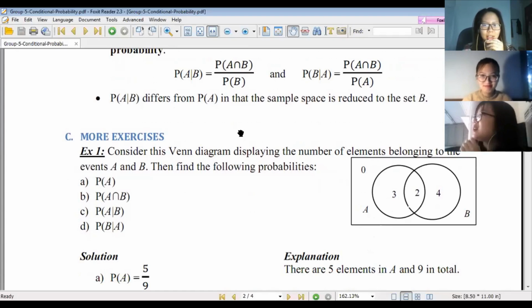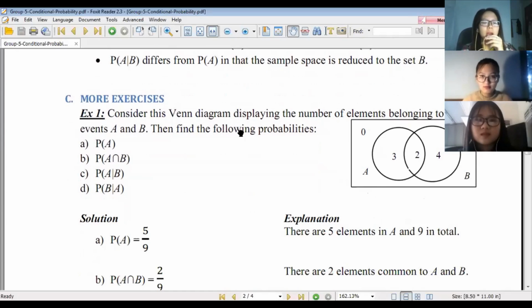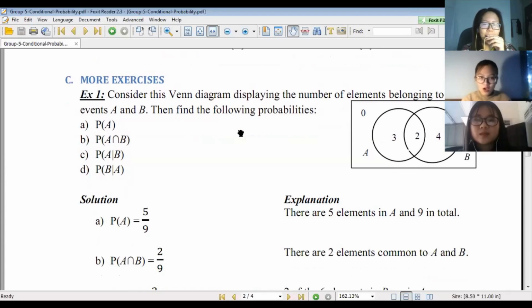Name please. Okay, so we also apply the formula above to do section D. Because there are 2 elements in both A and B, in the intersection of A and B, and there are 5 elements in A, the probability of B given A is 2 over 5. Do you understand? Yeah, I think you understand.